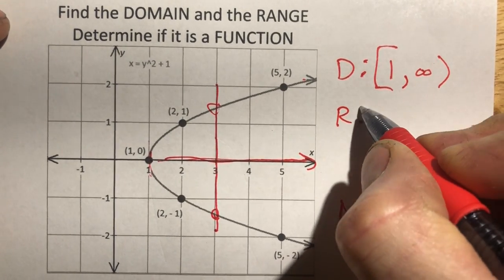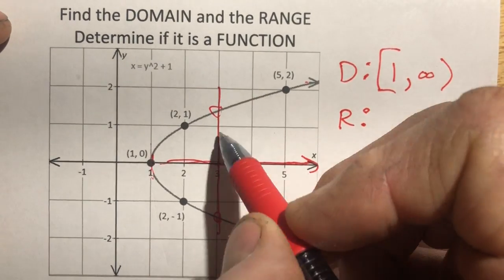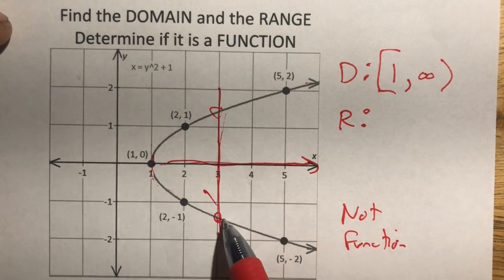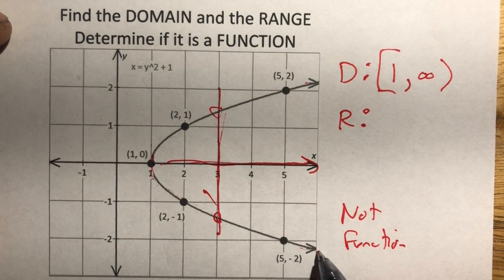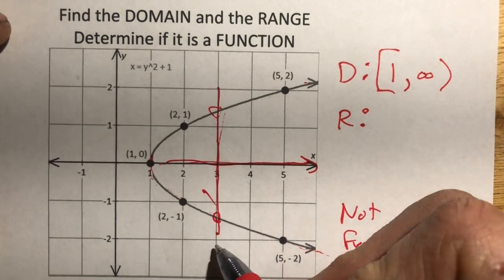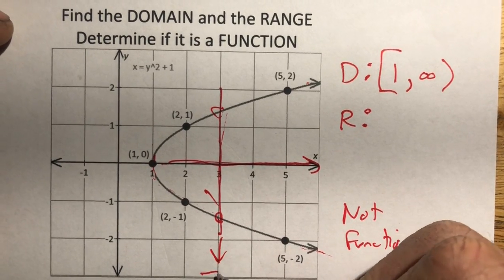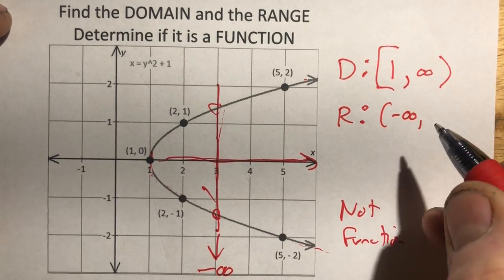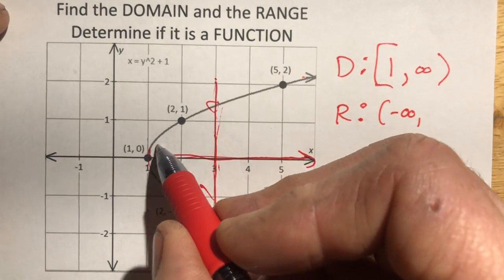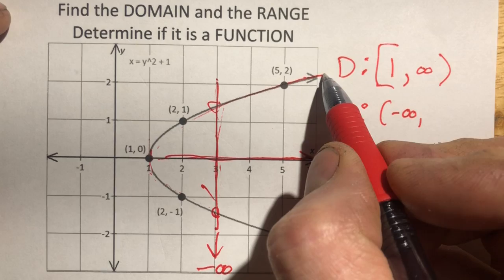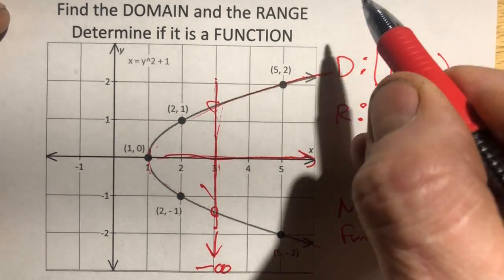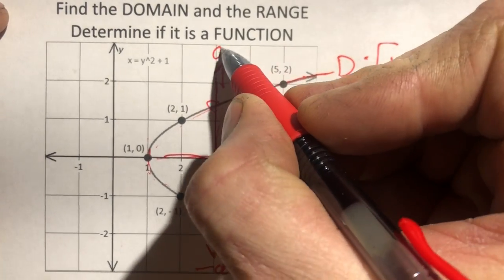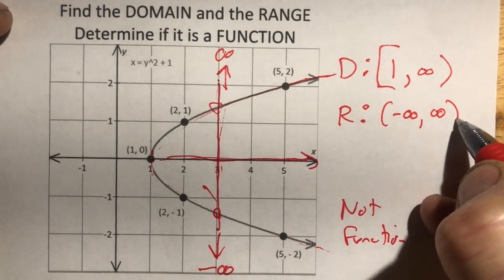Now the range, up and down. What's the furthest down it goes? Well, as this thing goes to the right, it's going down. See, it keeps going down, and it's going to keep going down forever. So it's going to go down to negative infinity. As it goes up, this thing's going up as it goes over to the right, and it goes forever, and it keeps going up and up. So it's going to go up to infinity. And so there's my range.